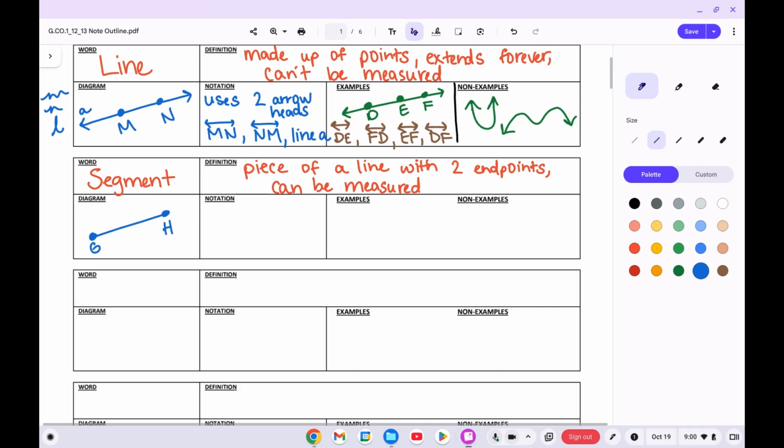Now, when you name a line segment, it's very similar to naming a line, but there will be no arrowheads this time. You're still going to use 2 points like GH or HG, but when you put the symbol on top, it's just a line with no arrows. That tells us that we're talking about a segment now and not a line. Okay, so if I give you another example here.